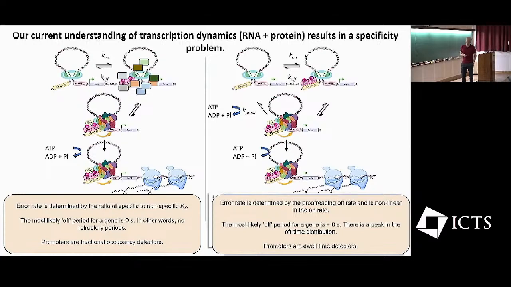Now, if you're willing to pay that price, there are a number of benefits. One is now that the error rate can be nonlinear in the off rate. In fact, it can go to some arbitrary power depending on how many steps you have. The most likely off period for a gene is greater than 0 seconds. You might call that a refractory period. And now you turn promoters away from being fractional occupancy detectors to being dwell time detectors.